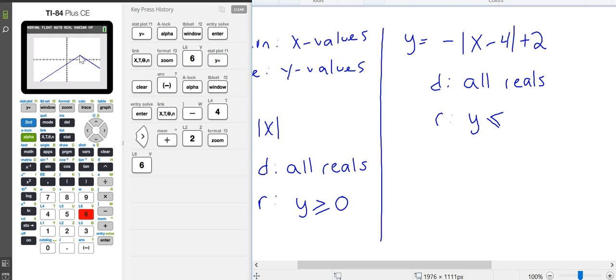Either, if you remember that all absolute value functions are in the form y is equal to the absolute value of x minus h plus k.